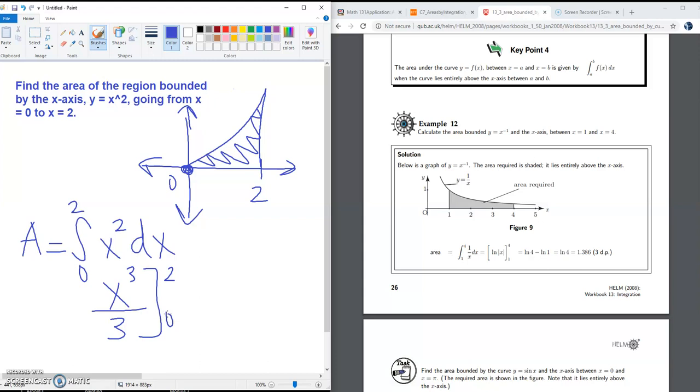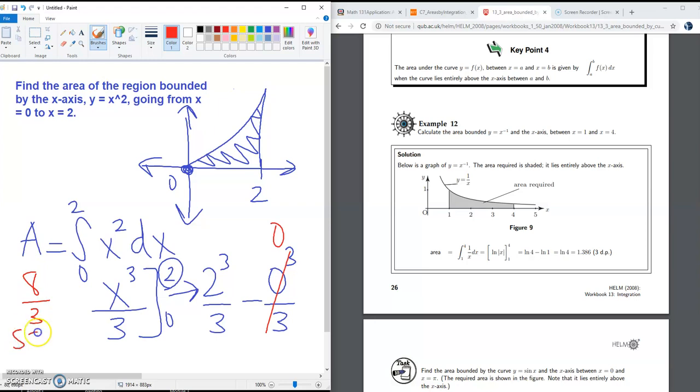Now, when we plug in, according to the fundamental theorem of calculus part 2, we plug in the upper limit of integration first. So that means we plug 2 in first for x. Mandatory minus sign. And the second time around, replace x with 0. But the second part is 0 anyway. And 2 cubed is 8. So our final area is 8 over 3 square units.